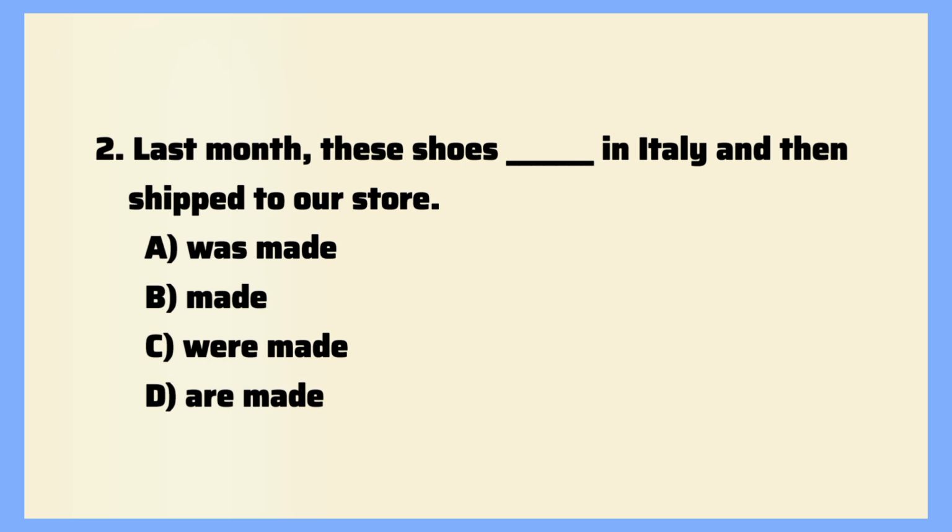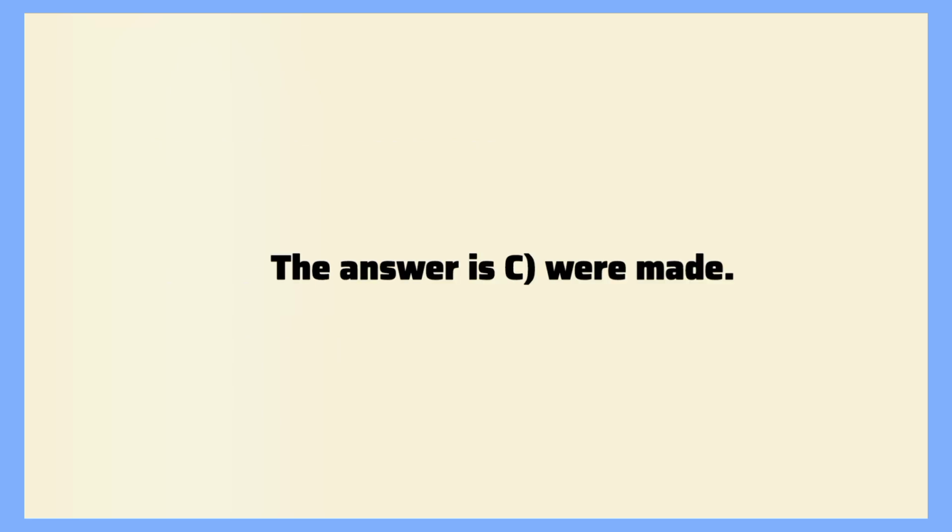2. Last month, these shoes, blank, in Italy and then shipped to our store. A. Was made. B. Made. C. Were made. D. Are made. The answer is C. Were made.